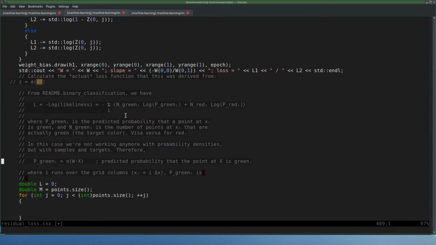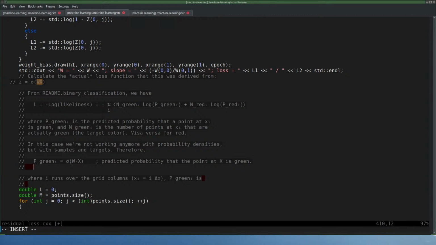Yep, if it is on the line, then Wx is 0 and the sigma of 0 is a half. So on the line, the chance is 50% that it is red or green. This cannot be wrong. And then we have red. I'm not happy with running over I though. Let's do S.